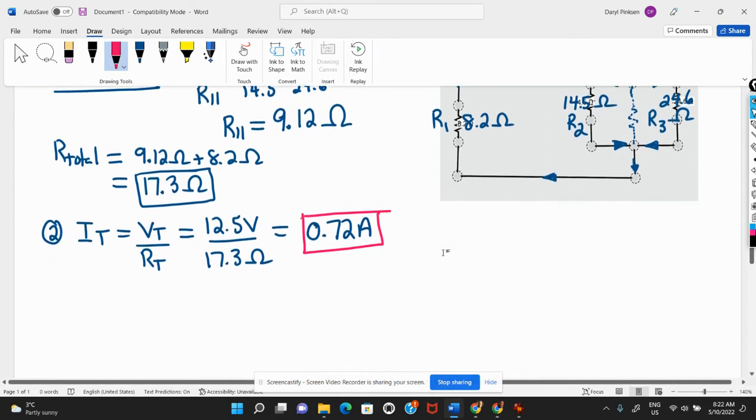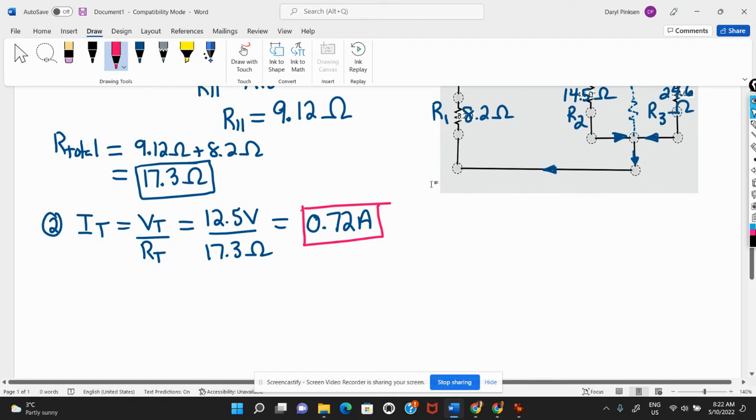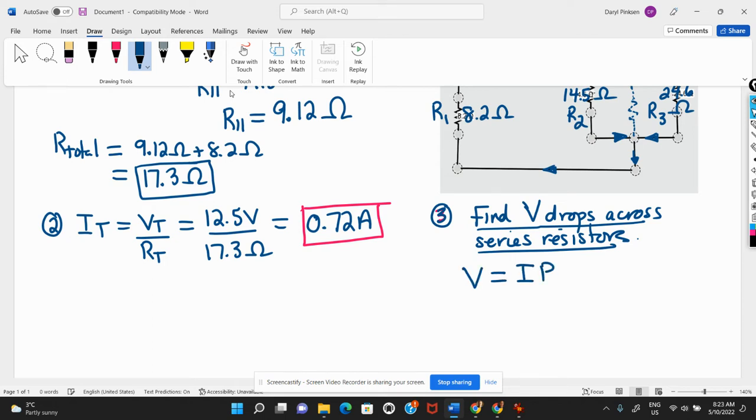So the next thing I want to do is find out what is the voltage drop across the series resistors. In this case, this would be your very next step. I'm going to call this number 3. So I'm going to find the voltage drops across the series resistors. In this case, I only have one resistor in series, and this is the equation we use. V is equal to IR.